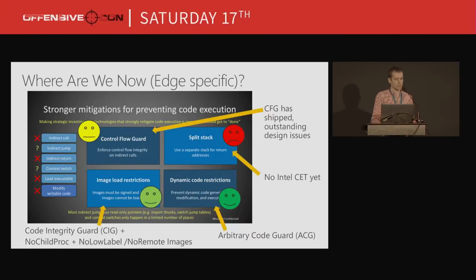code integrity, we do have no child process, you cannot load images that have a mandatory low label, and you can't load images over the network. So effectively, you can only load Microsoft signed images that are already installed on the system by a higher privileged user. And on the dynamic code restrictions pillar, we do have arbitrary code guard enabled, and it is working as we intend it to. There have been some bugs, but the design has held up.